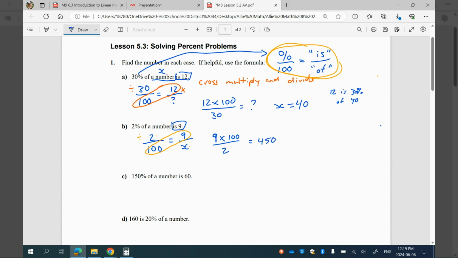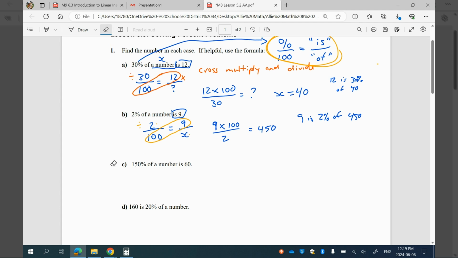So does it make sense that 9 is 2% of 450? I would say it does. It's a very small fraction of that whole number, a very small chunk of that whole number. So we expect the number to be quite a bit bigger than 9, and I would say that does make sense.